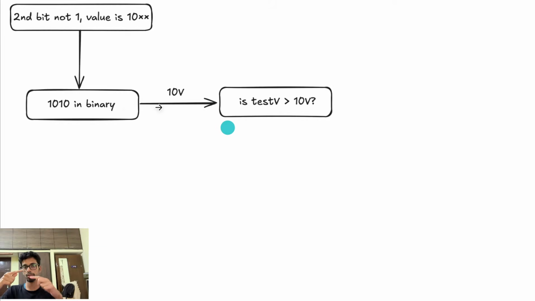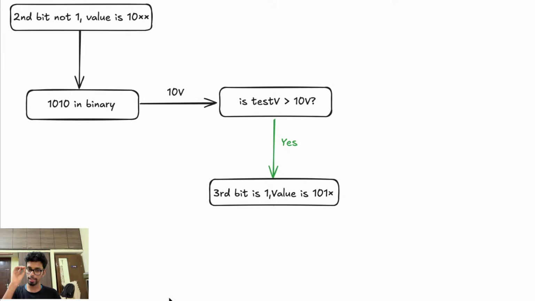So our computer only knows how to match and compare voltages. It's going to check, is test voltage greater than, equal to, or lesser than. 11 volts is greater than 10 volts. So the computer is going to say yes. So the third bit again is going to be stored as 1. So finally the value of our binary number is going to be 101x. We still do not know the fourth bit. It could either be 1 or 0.